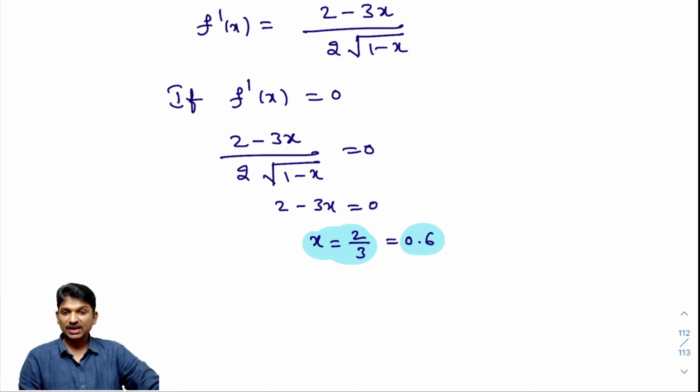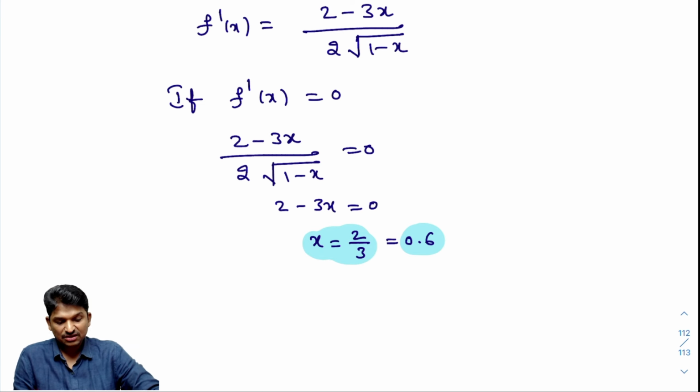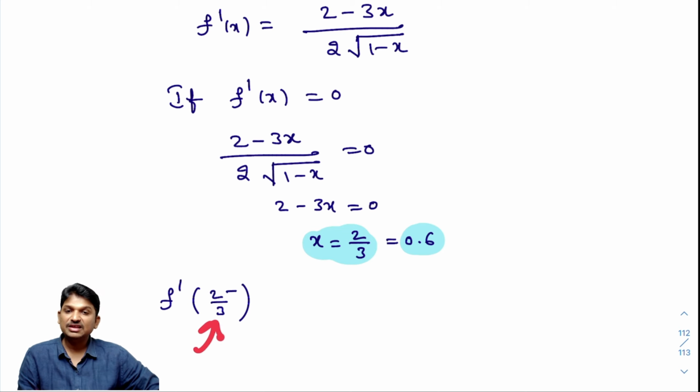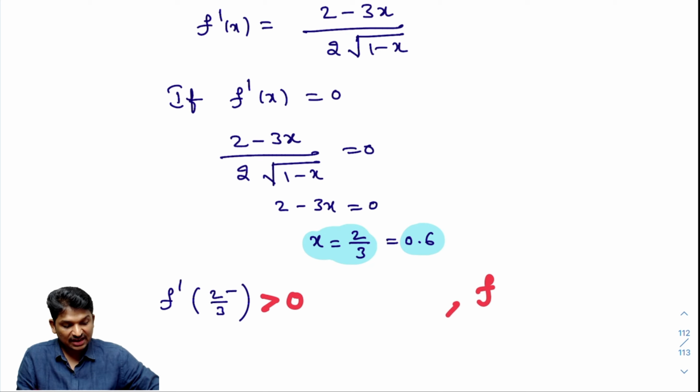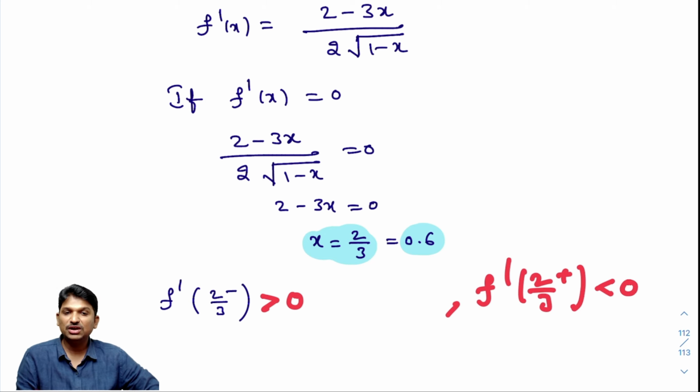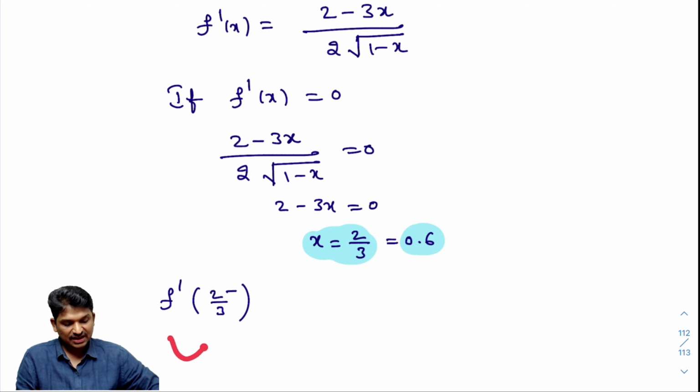Now what to calculate? How to check local maxima, local minima by using first derivative test? I'll calculate f dash of 2 by 3 from left. That means x values are less than 2 by 3, very nearer to 2 by 3. I'll check whether this is greater than 0 or less than 0. Next, I'll calculate f dash of 2 by 3 from right. I'll check whether it is less than 0 or greater than 0. Okay. First, I'll check f dash of 2 by 3 from left.